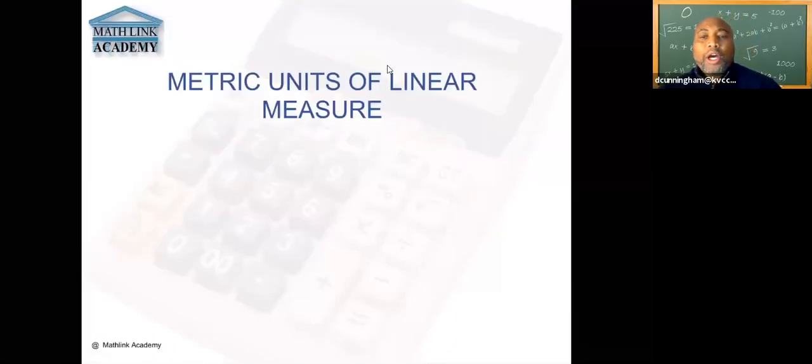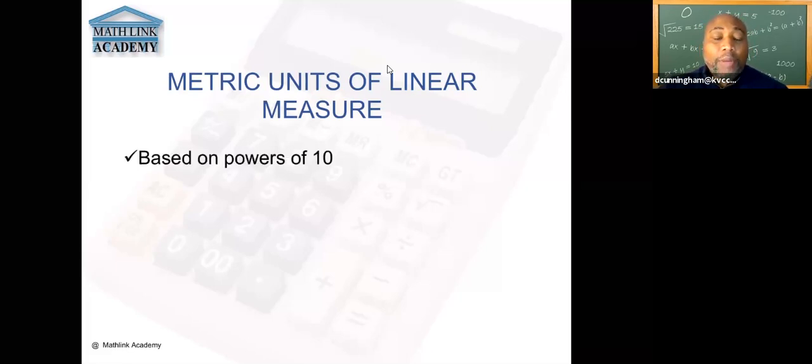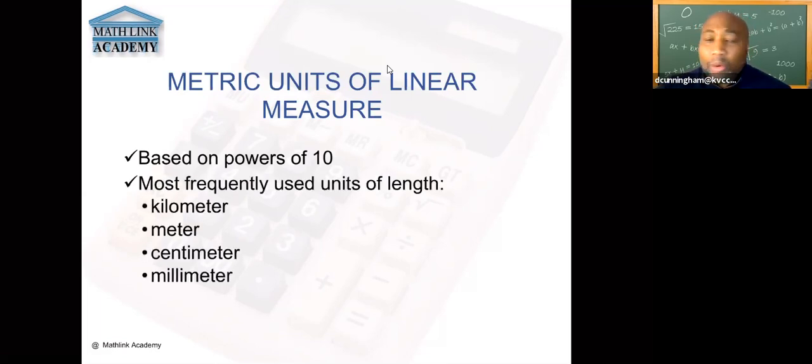So, metric units of linear measure. One of the things we need to understand is that it is based on the power of 10. I believe the rest of the world uses the metric system, and in America, the United States, we still tend to use the metric system in some areas, and then also we use inches and feet in other areas. So I think this is something we need to know so we can be compliant with the rest of the world and know some things that everybody else is doing around the world. It's a very simple unit, and it's based on 10, power of 10.